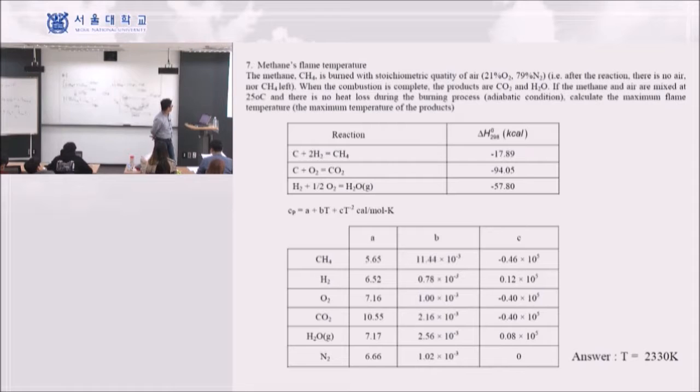Okay, this is the methane flame temperature. Methane, CH4, is burned with the stoichiometric quantity of air, and air is 21% O2 and 79% N2.